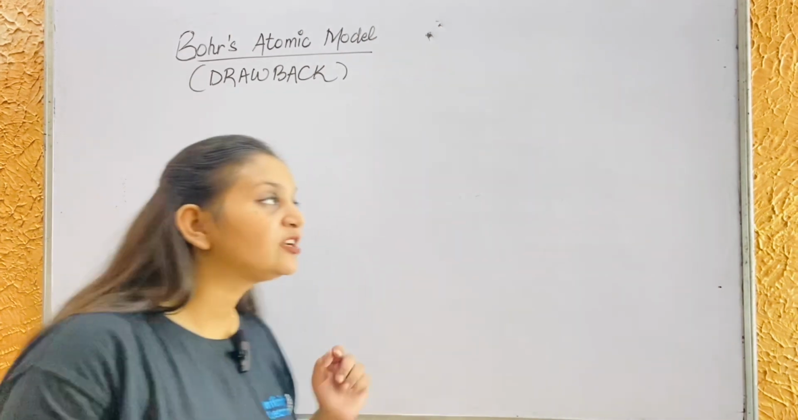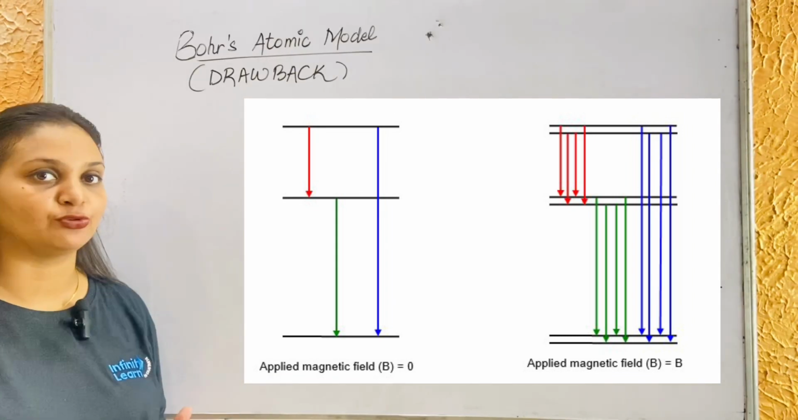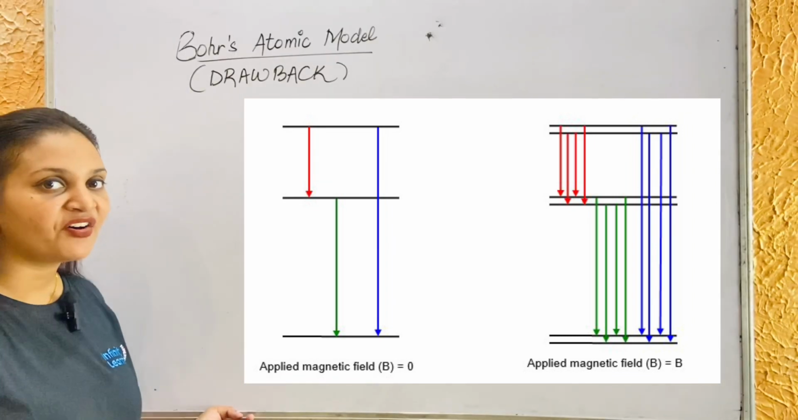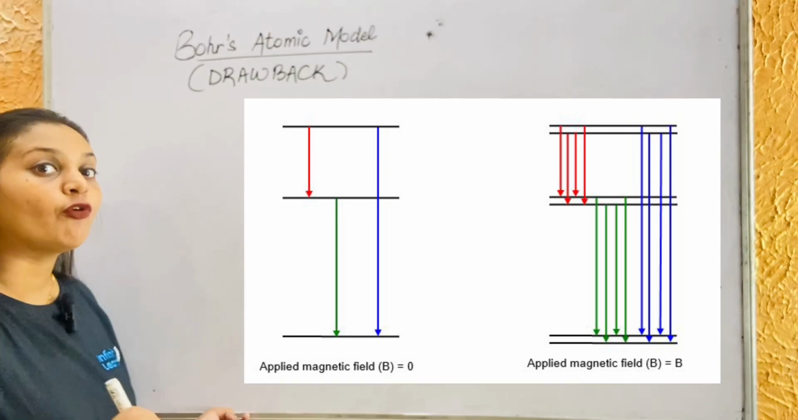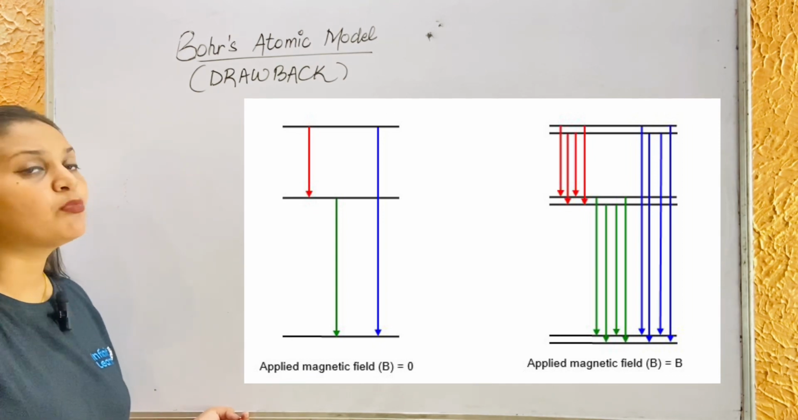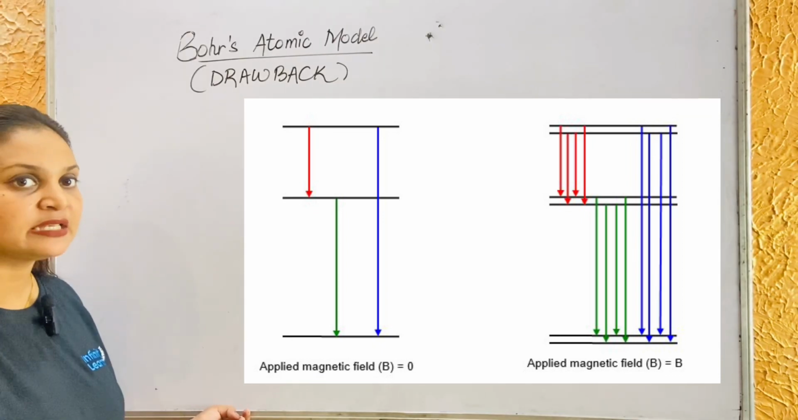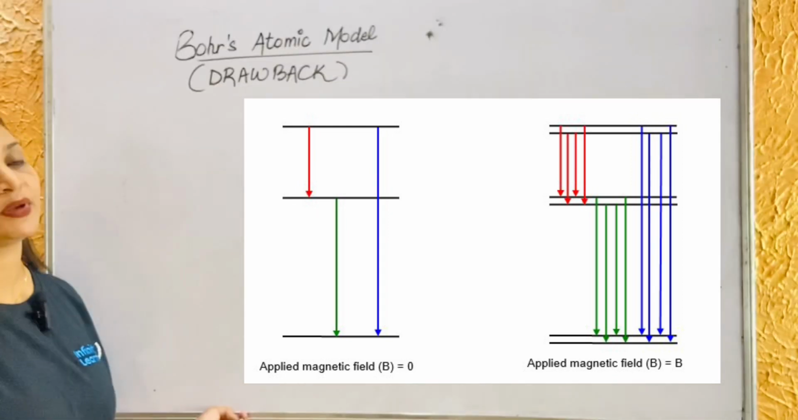But when the hydrogen atom spectra was obtained under a very high resolution spectroscope, it was observed that a single line in the line spectra was split into finer lines. Bohr didn't have any answer for this, and that became the biggest drawback of Bohr's atomic model.